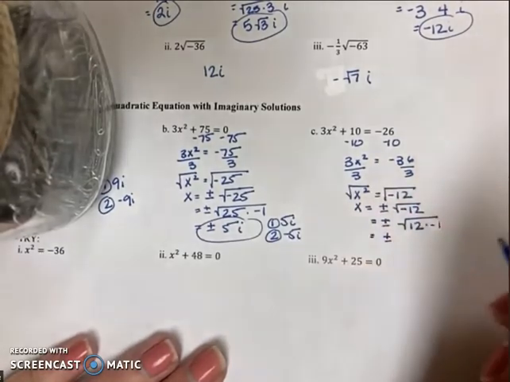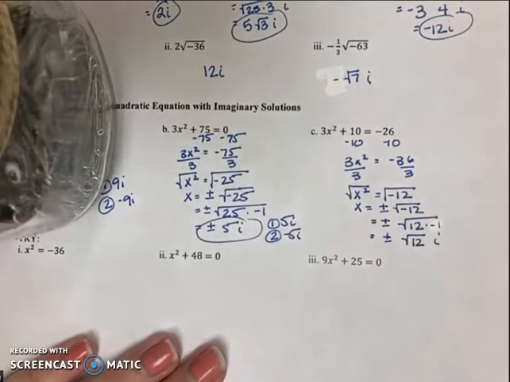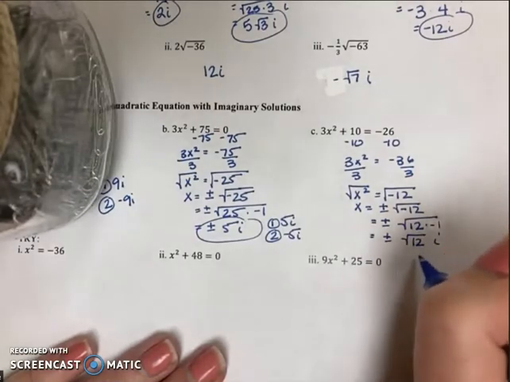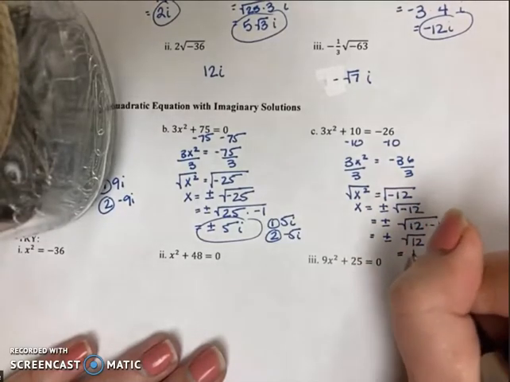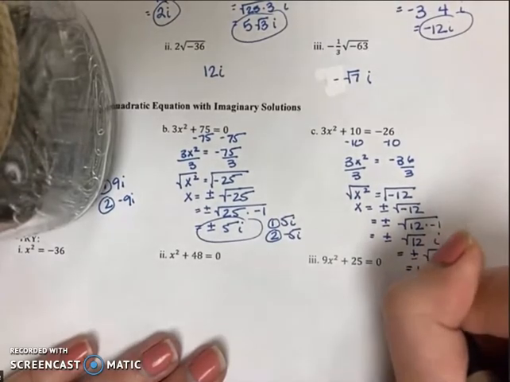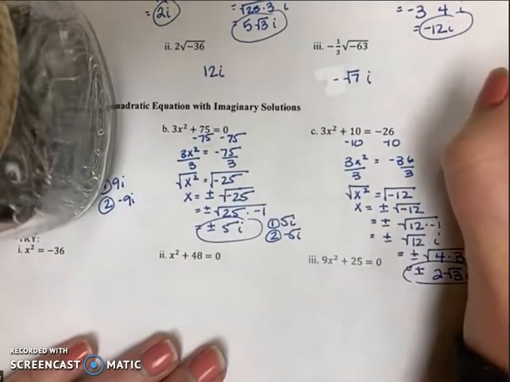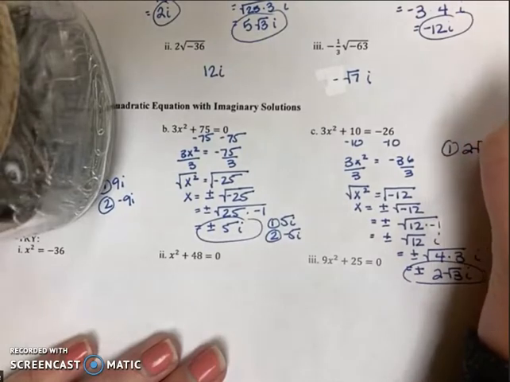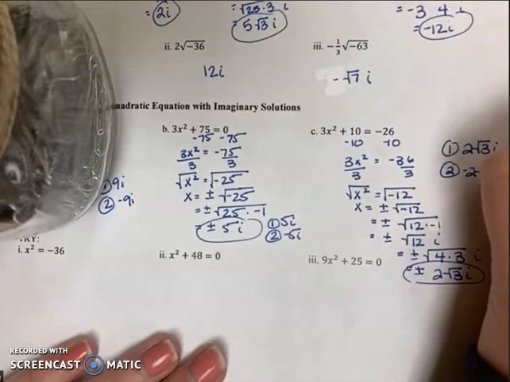So I have plus or minus the square root of 12, i, because the square root of negative 1 is i. Now you can simplify this further. If I think of the factors of 12, there is a perfect square other than 1, and that would be 4. I can rewrite it as 4 times 3, right? So really I have plus or minus 2 root 3i. One of the solutions is a positive 2 root 3i. The second is a negative 2 root 3i.